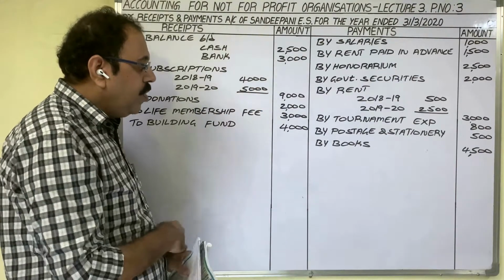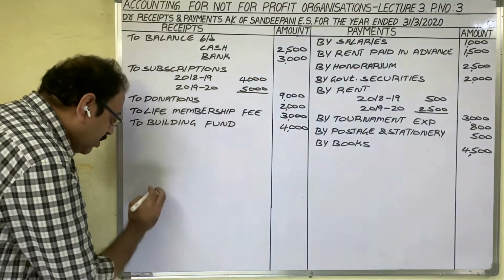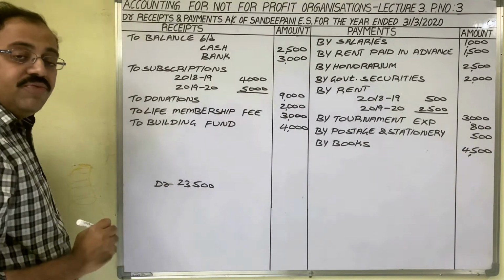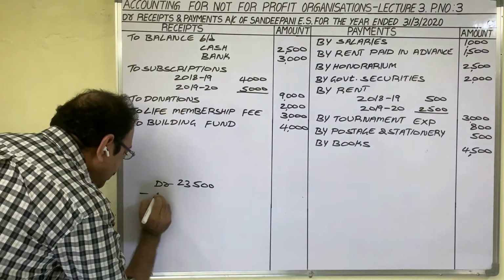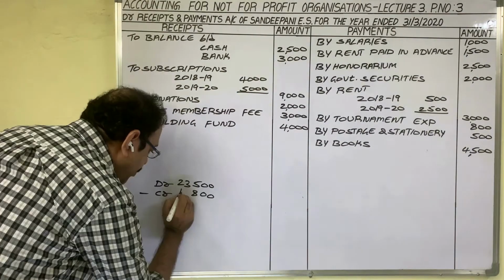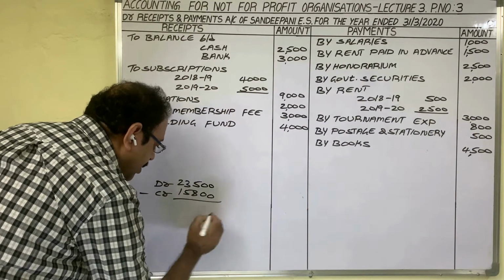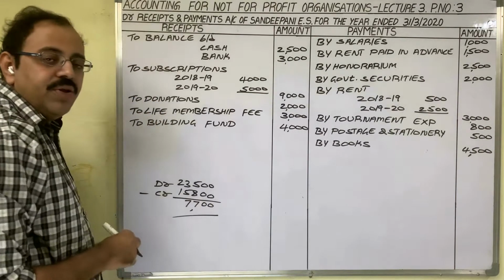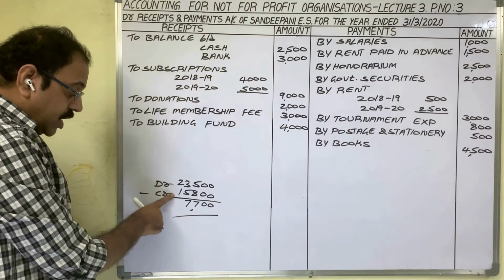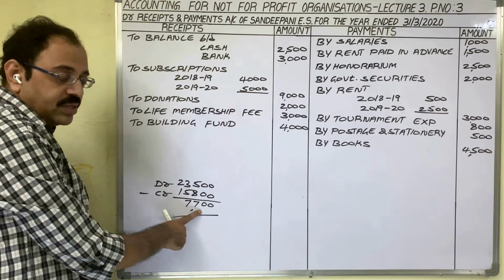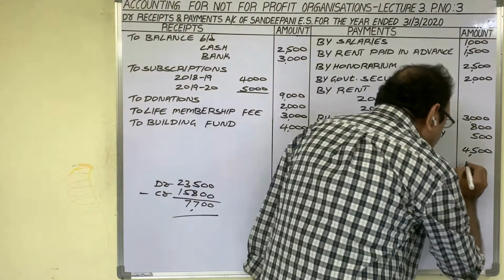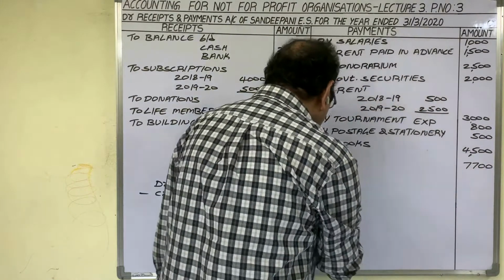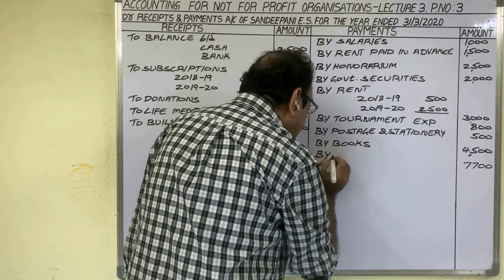Debit total will be more. So in rough notes, first we should find out the debit total, 23,500, minus credit total 15,800. Then the difference is 7,700 rupees. Credit total is less. On the credit side, write down this answer, 7,700. This is our closing cash and bank balances.